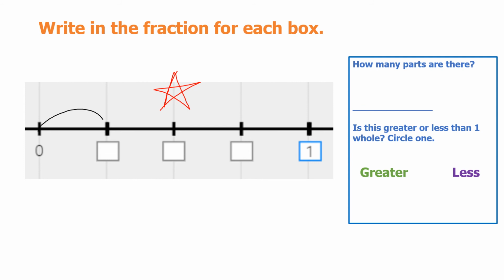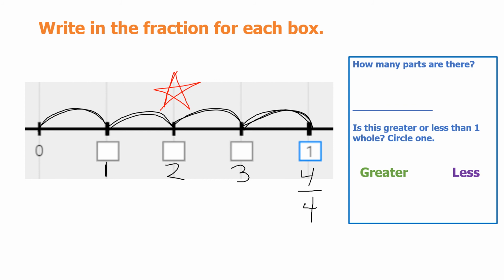Here is 1 part. I could put a 2 here for the second part. This is the third part, and this is the fourth part. So I have it in 4 parts. I know if it's the whole thing, I've got 4 parts. 4/4 is 1 whole. This is 3/4. This is 2/4, and this is 1/4.